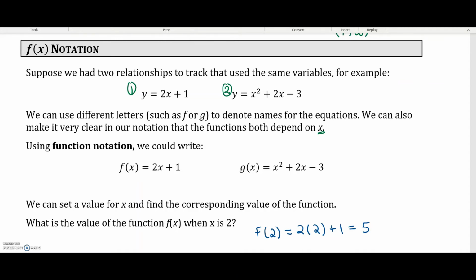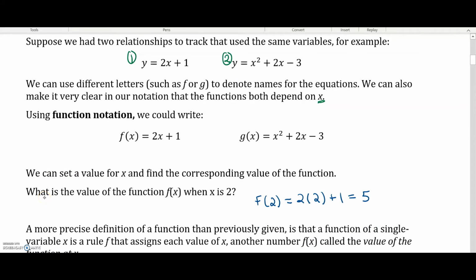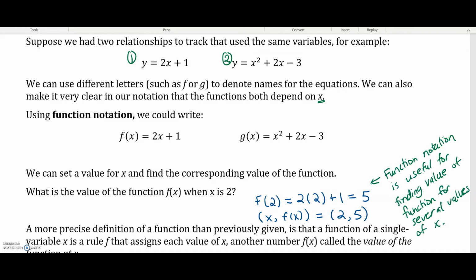If we want to list this result as an ordered pair, we can write it as the ordered pair (x, f of x) is equal to (2, 5), so our input variable was 2 and our output was 5. So function notation is very useful when you're finding the value of your function for several values of x, and especially when you want to remember the relationship between your input and output variables.